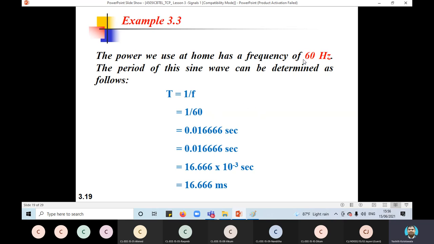So I want you to change this red color value in this question to different values, according to what you like. 1000 kilohertz, 3 gigahertz, 800 megahertz. Likewise, apply different frequency ranges and values and try to find the period of each wave component. That is just for your further practice. So I want you to do it with at least a few more frequency values for homework.